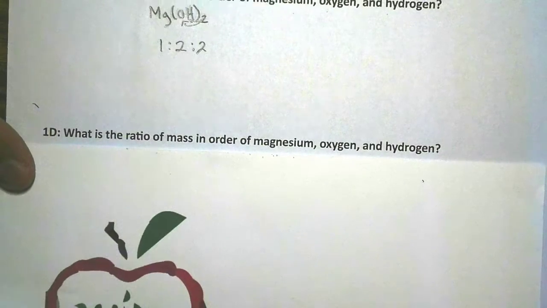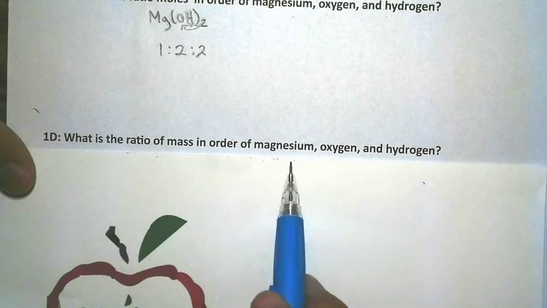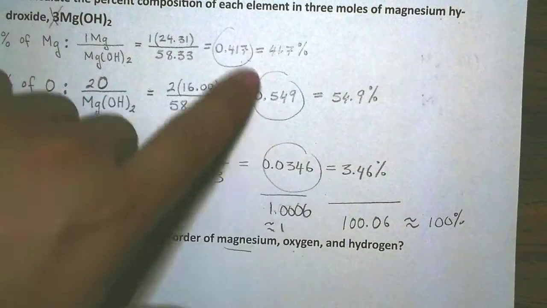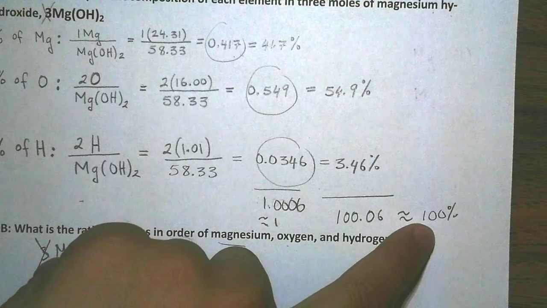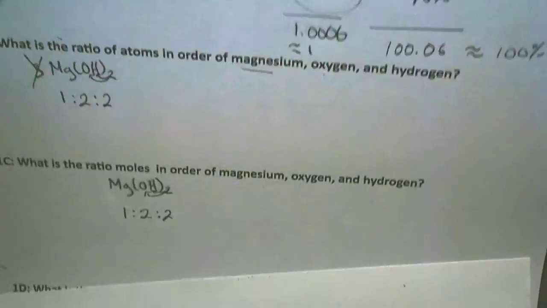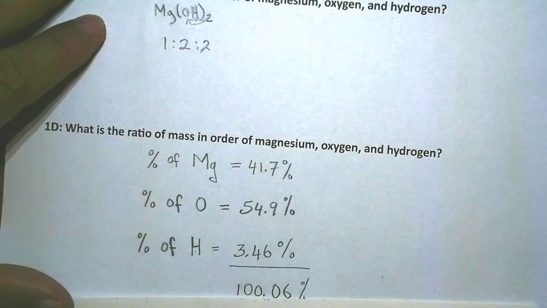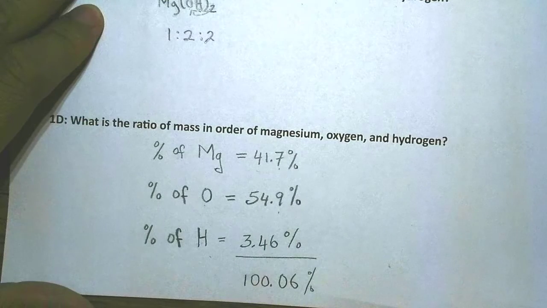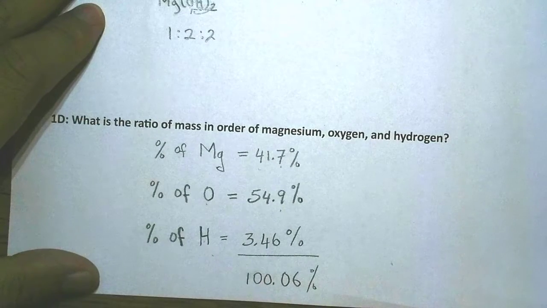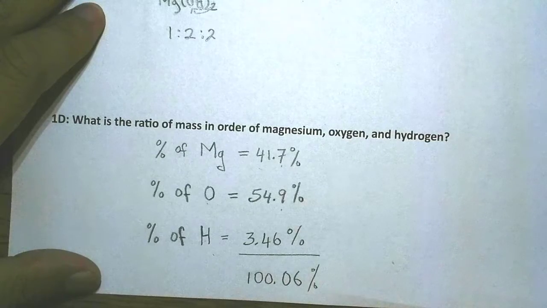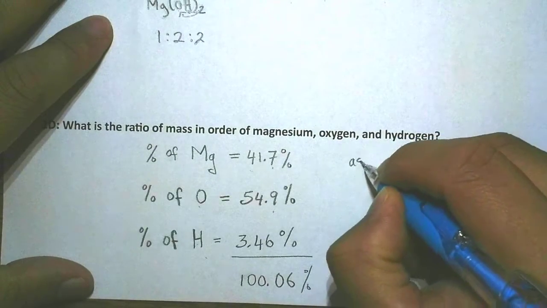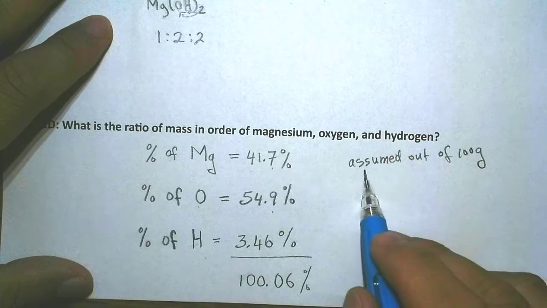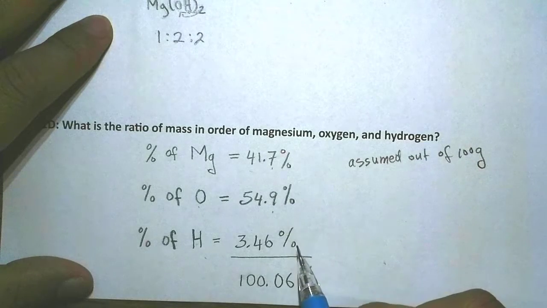Another problem that deals with ratio is, what is the ratio of mass in order of magnesium, oxygen, and hydrogen? We figured out the percentages already, right? This is percentage by mass, which is relative to 100. So what if we assume that this sample is out of 100? If we look at the percentages for magnesium, oxygen, and hydrogen, we can express this as a ratio, with the assumption that it is out of 100. So with this assumption of 100 grams, we can express this in terms of grams.